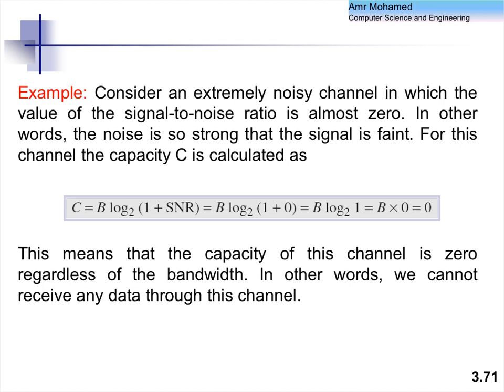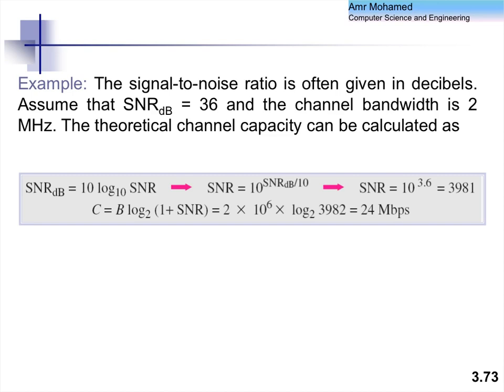An example: consider an extremely noisy channel. Extremely noisy channel means the noise dominates and makes the signal totally unrecognizable, which in other words is represented by the fact that the SNR is 0. Anything divided by very, very large becomes close to 0. So if the SNR is 0, the maximum bitrate is 0, which makes sense because if the channel is extremely noisy, you cannot actually get any kind of recognizable bits. So that makes sense for the case of a very, very noisy channel.